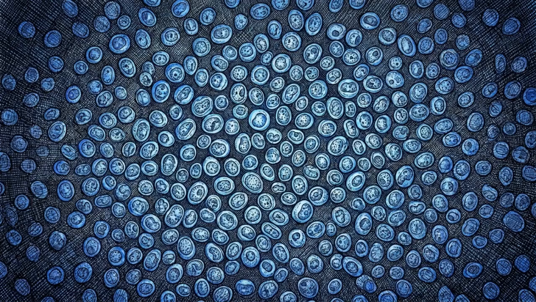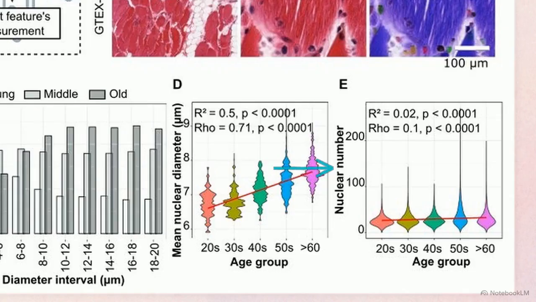But we must address a counter-hypothesis. Could the overall number of nuclei in the tissue, rather than their individual size, be the primary driver of this age-related change? This second chart measures nuclear counts. While the number of nuclei does slightly increase with age, the nearly flat regression line indicates the effect size is negligible when compared to the shift in their diameter.